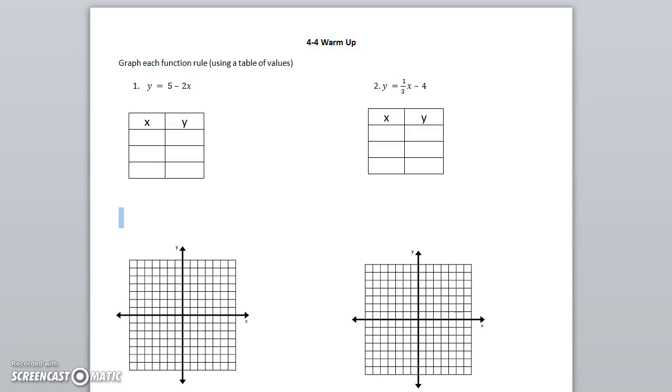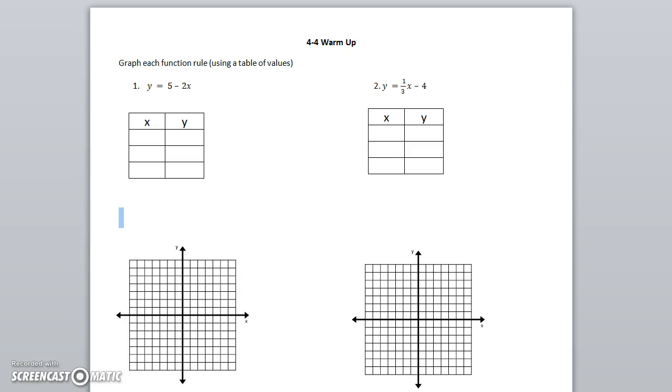Hey there. So, if you have not done so already, I need you to press pause, please, and complete the warm up. I'll probably talk you through number one just to make sure that you're okay. And then we will do number two, but try it first. And then, if you need a little assistance, that's where this video comes in.